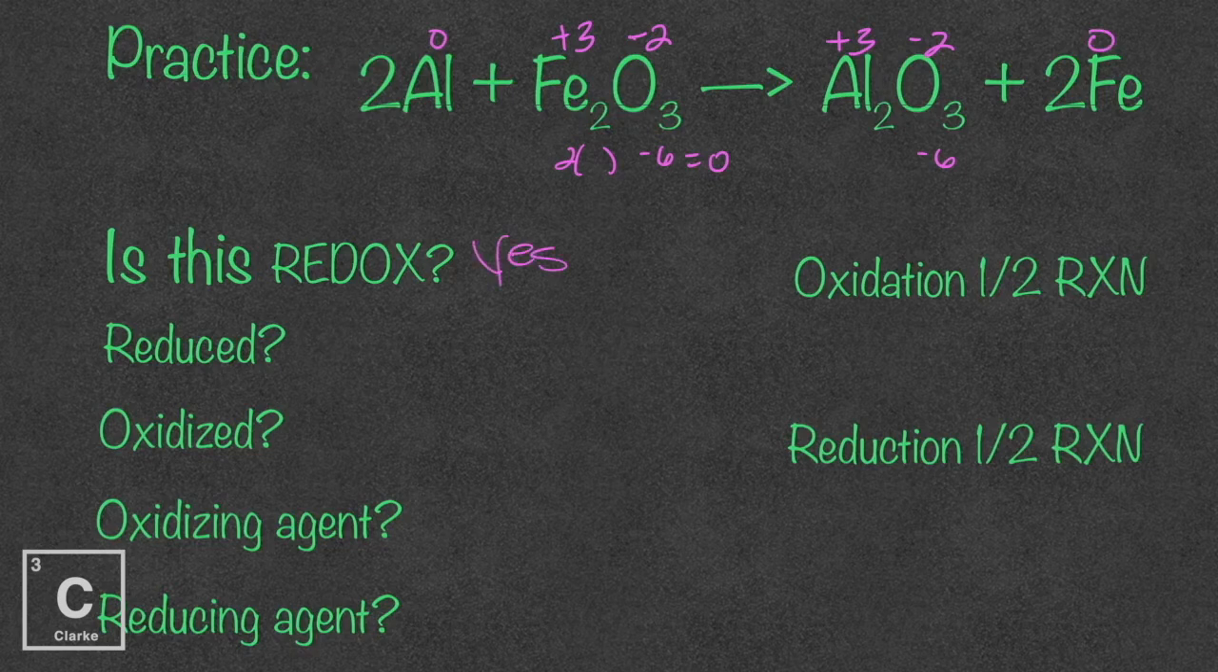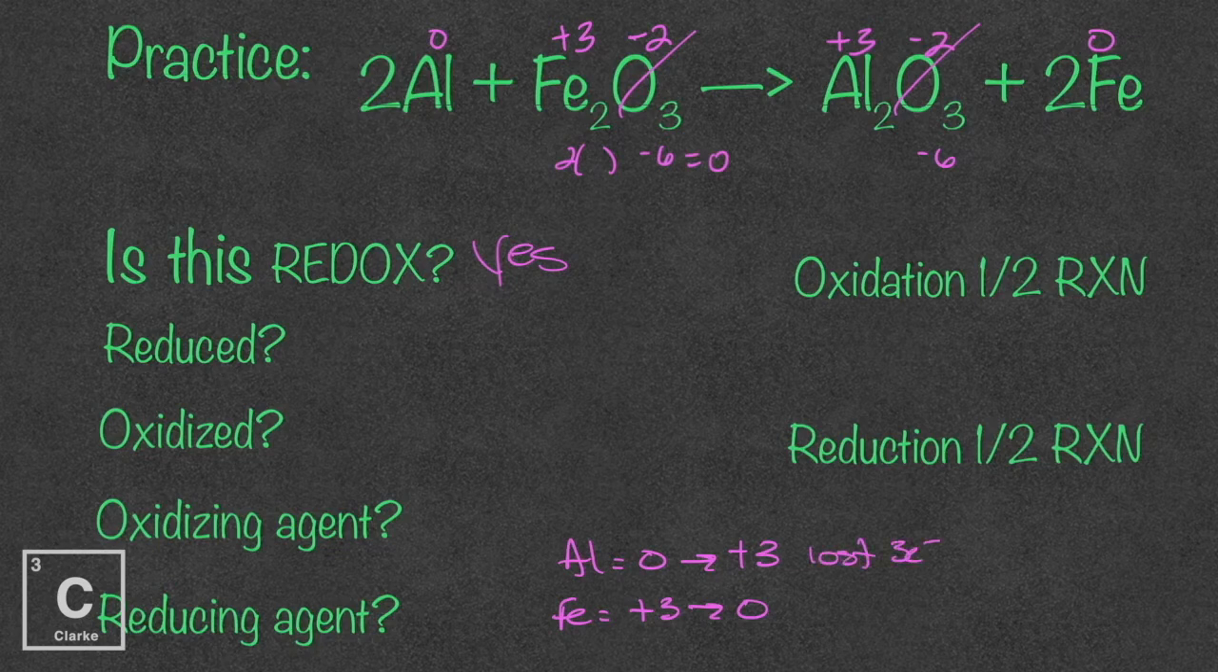Okay, so let's make our little notes. Aluminum went from 0 to +3. Iron went from +3 to 0. Oxygen went from -2 to -2. We don't care about oxygen. Okay, so aluminum went from a 0 to a +3. So that means we lost 3 electrons.